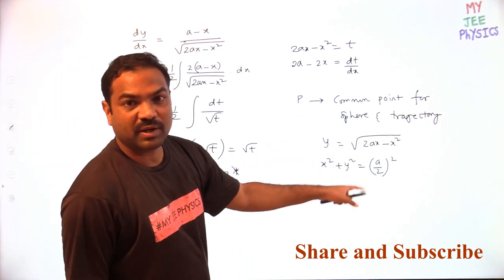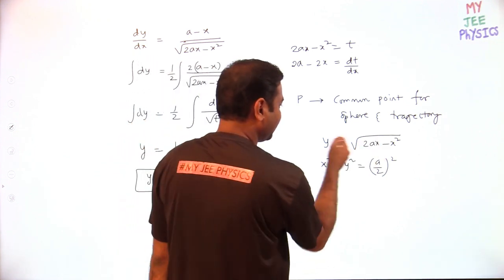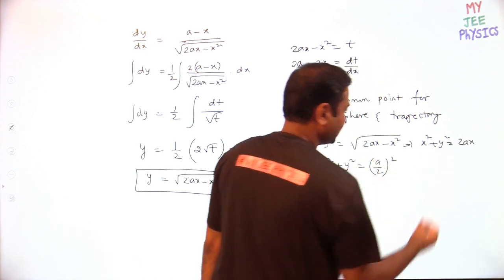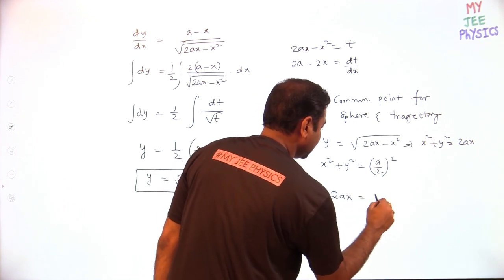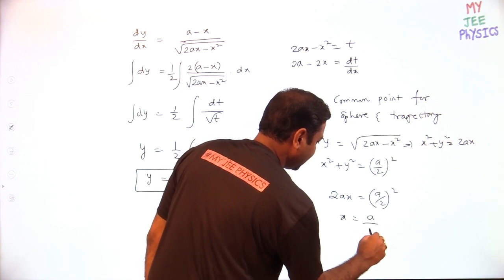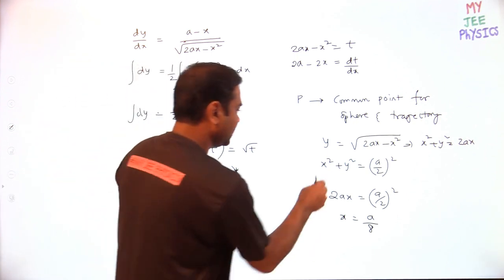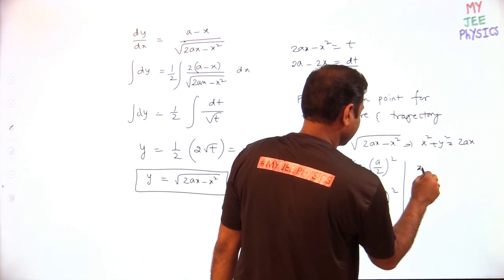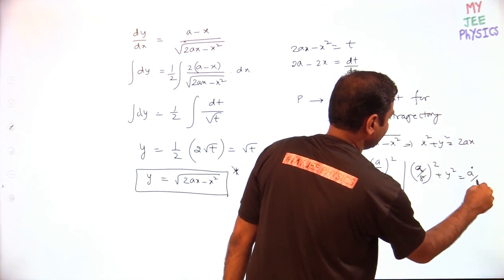So now P is the common point for both. It is on the trajectory, at the same time it is on the sphere also. So then I can write from this equation also something like this, is equal to x. Now simplify both, then I'll get 2ax is equal to a by 2 whole square. Okay? So then x value is equal to a by 8. If x value is a by 8, what is the y value? You can find out now. So a by 8 whole square plus y square is equal to a by 2 whole square.